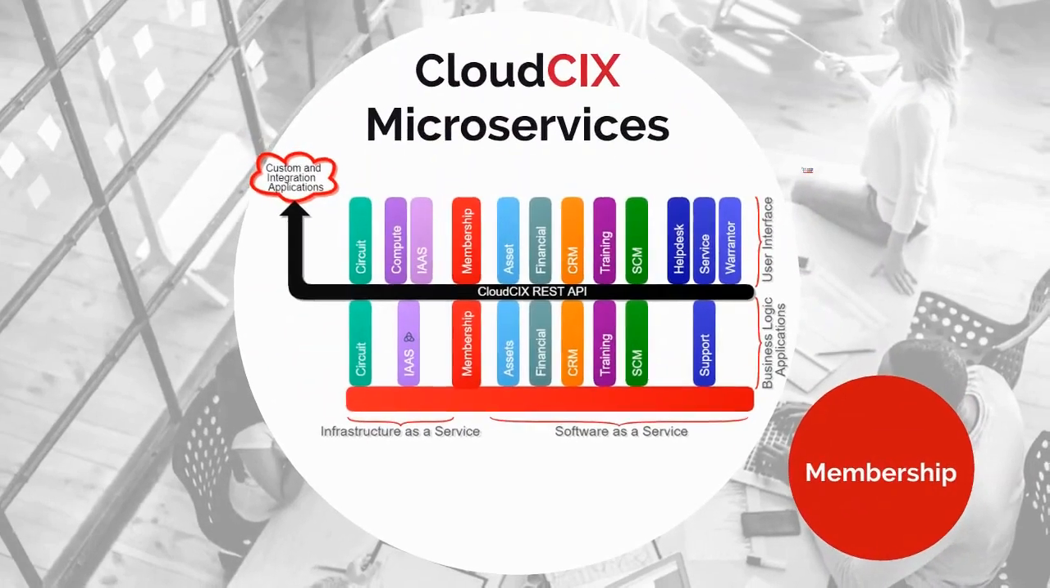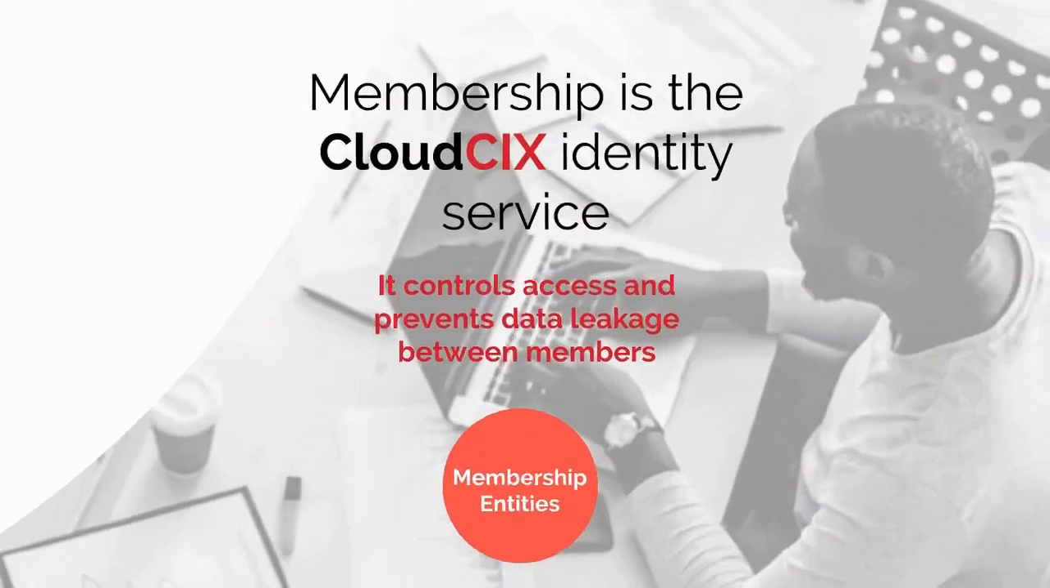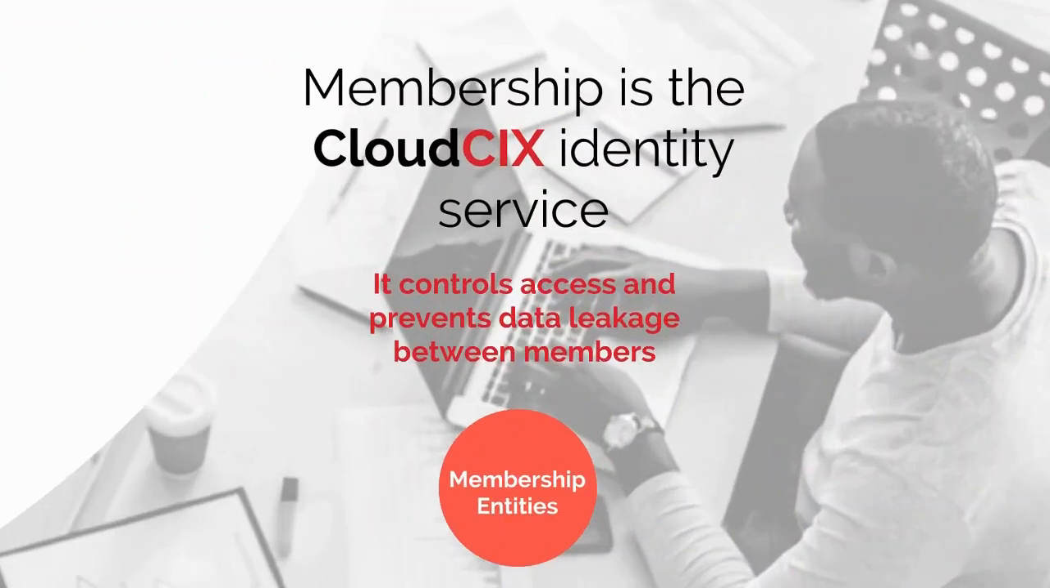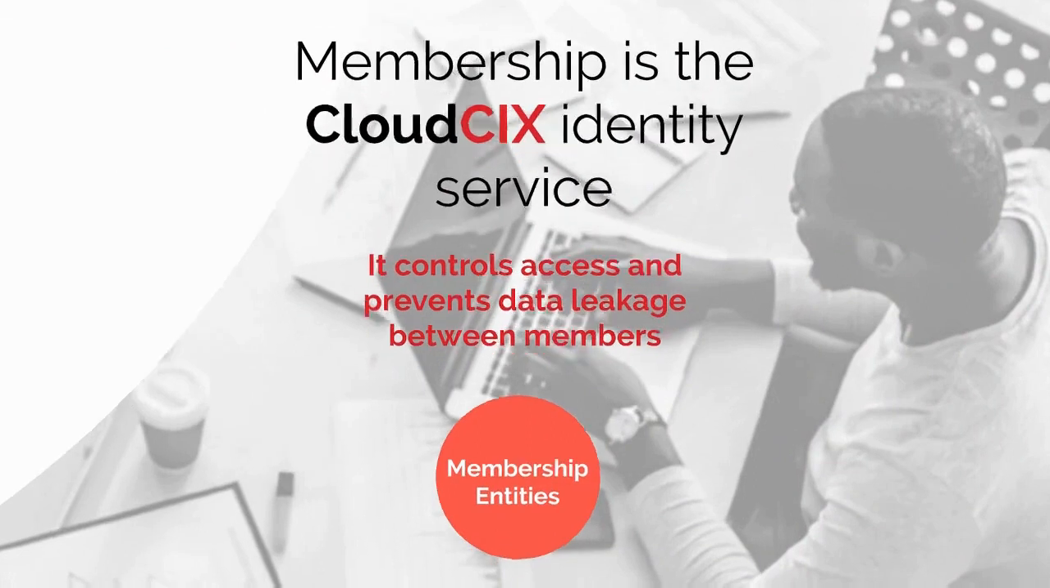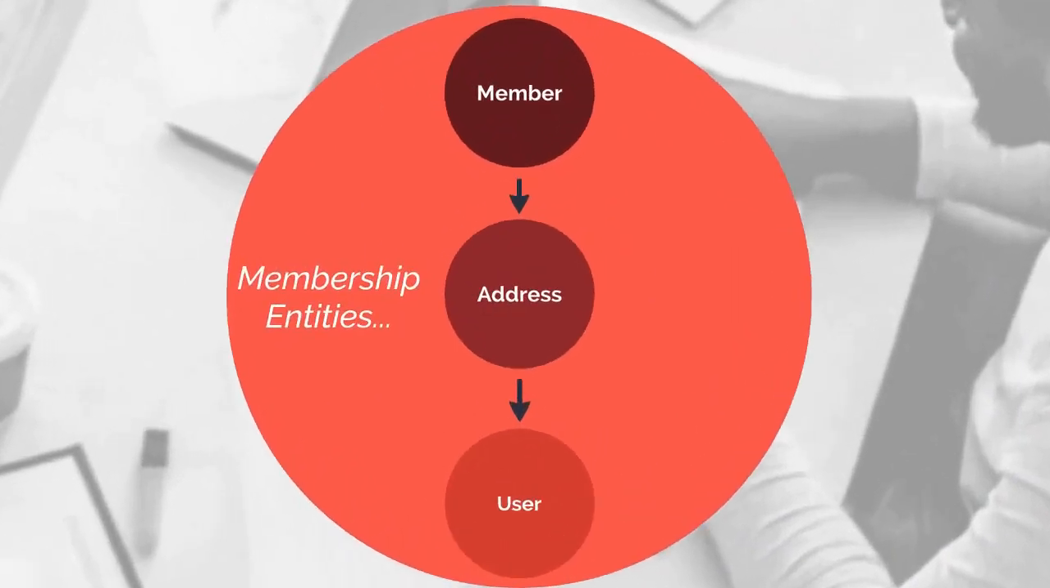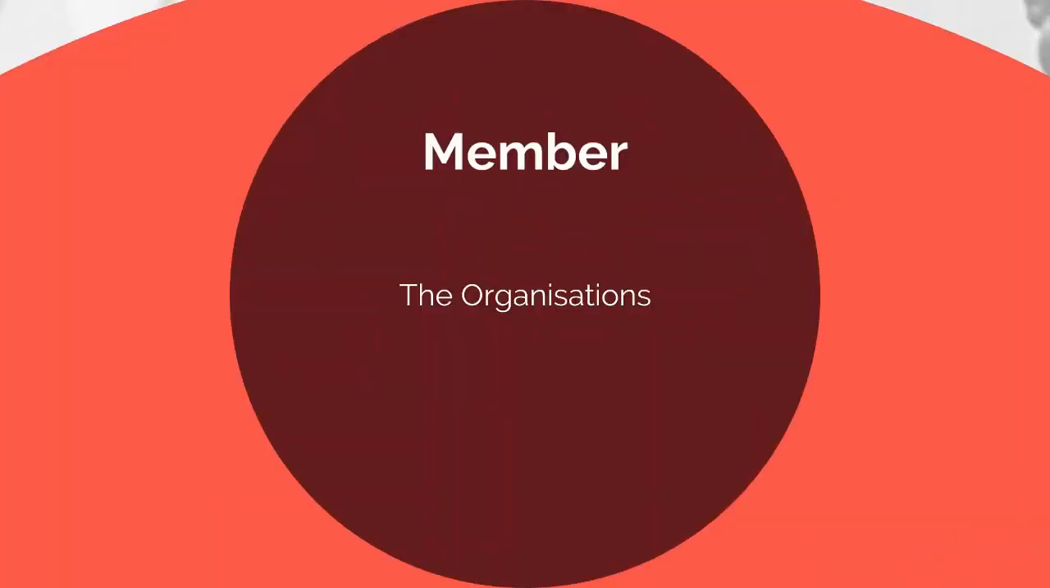Membership orchestrates all of this functionality, controlling access and preventing data leakage between members. The three principal entities managed by membership are member, address, and user. A CloudCIX member is an organization. This is different from social media platforms where members are individuals. In CloudCIX, it is the organization that is the member.